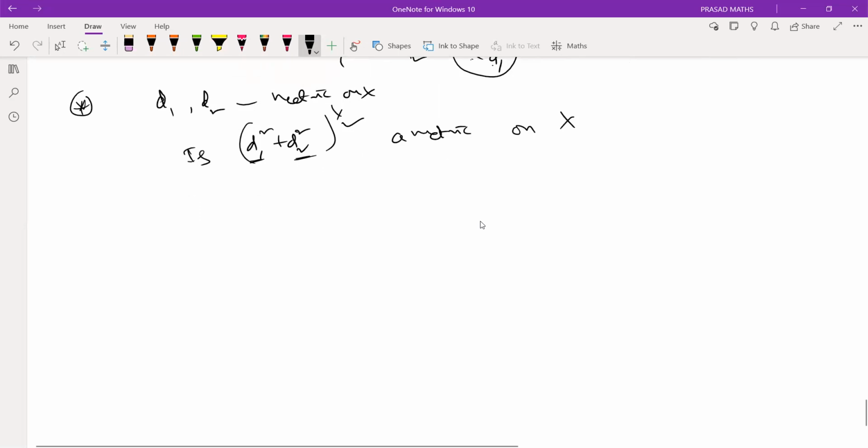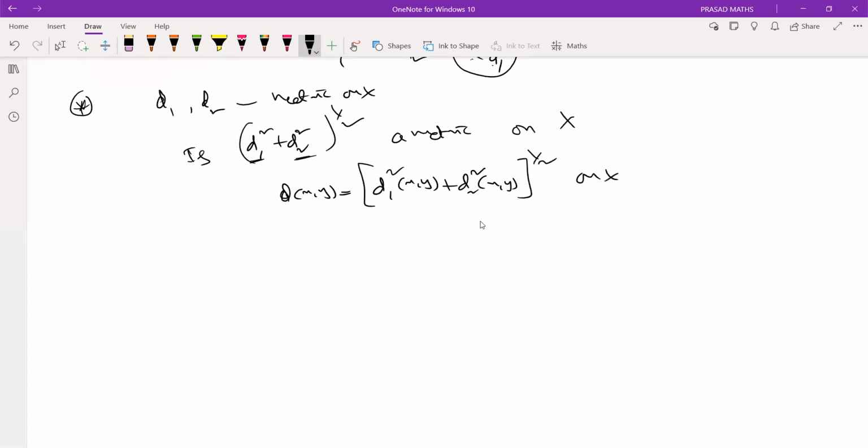Suppose I assume that d of x comma y is equal to (d1 of x comma y whole squared plus d2 of x comma y whole squared) whole power 1 by 2. The question is: is d a metric on X? Is it clear? Whenever d1, d2 are metrics, is it a metric?